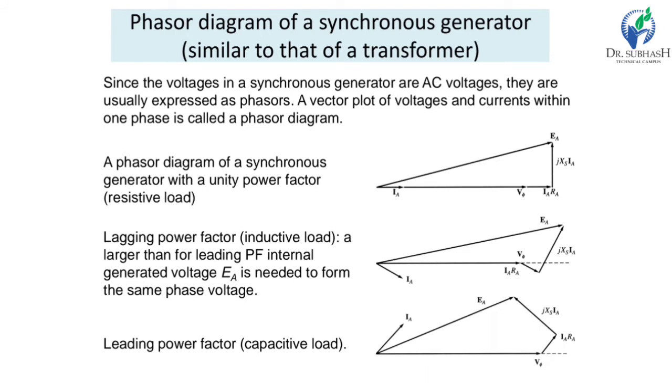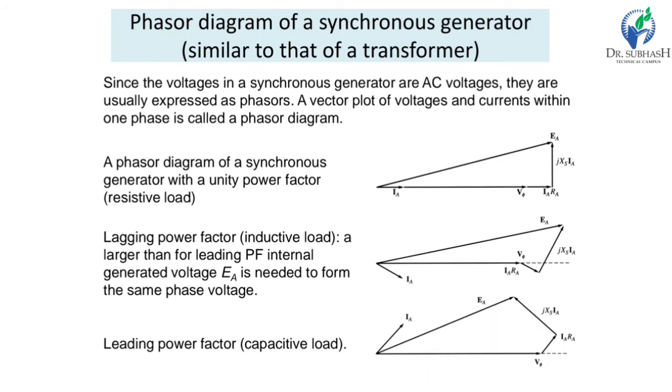First one is resistive, second one is capacitive, and third one is inductive. We will connect all these three loads with the synchronous generator, and we will see the effect drawn in their phasor diagram. The phasor diagram of the synchronous generator at unity power factor.